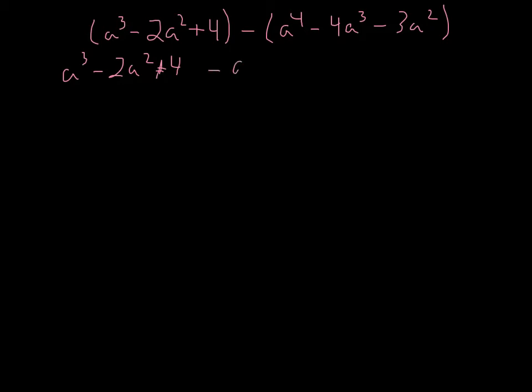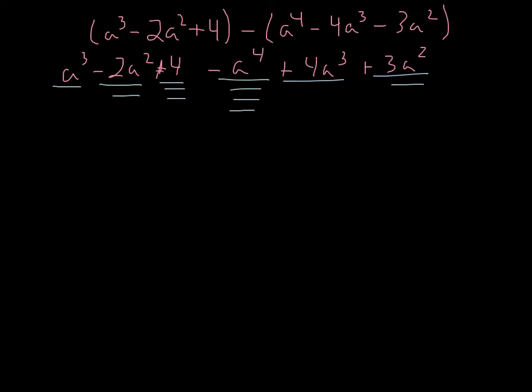So we got negative a to the fourth plus 4a cubed plus 3a squared. And now you're ready to combine like terms. So we have an a to the third there, and an a to the third there, a squared, one constant, and one a to the fourth. Again, we want to put these in order, so I'm going to start with the a to the fourth. So negative a to the fourth, that one's done. Let's go to the a to the thirds. We've got an a to the third and 4a to the third, so that's going to give us 5a to the thirds.